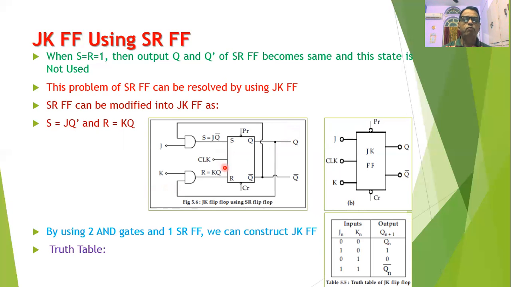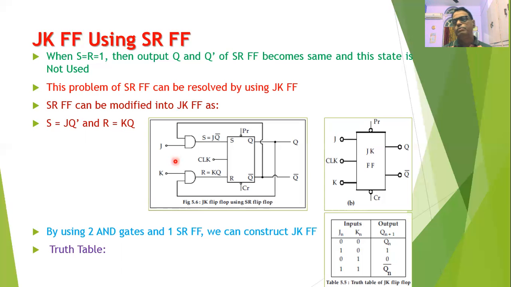But if Q is equal to 1, then the output of the second AND gate will be equal to 1, and therefore S will be equal to 0 and R will be equal to 1. And therefore, according to the truth table of SR flip-flop, the output Qn plus 1 will be equal to 0. That is, this is the reset state of the JK flip-flop.